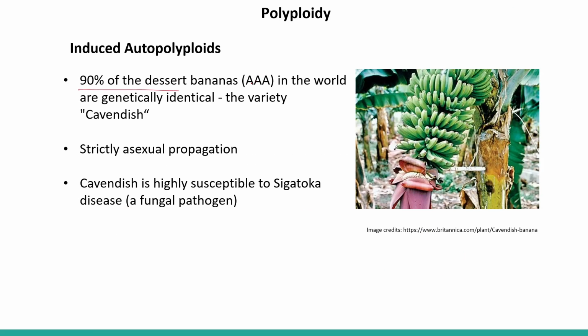90% of the dessert banana, that is AAA, in the world are genetically identical. These are genetically identical, and that is the variety Cavendish. They undergo strictly asexual propagation. And Cavendish is highly susceptible to Sigatoka disease, which is caused by a fungal pathogen. So this is all about polyploidy.